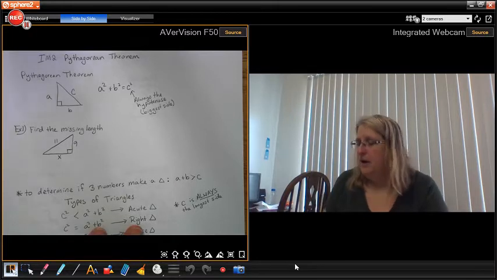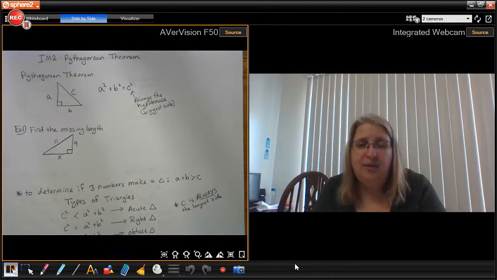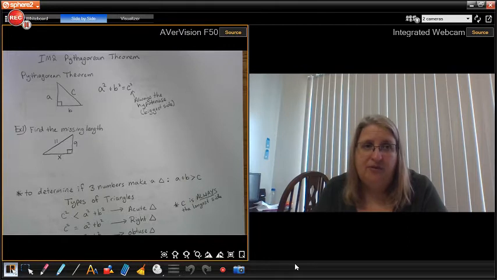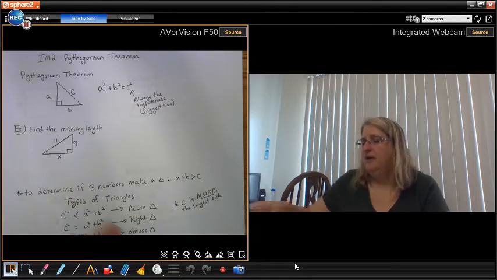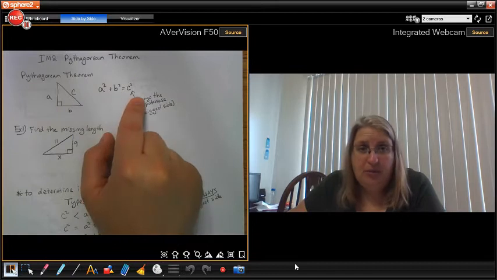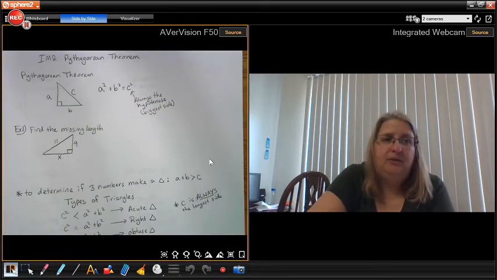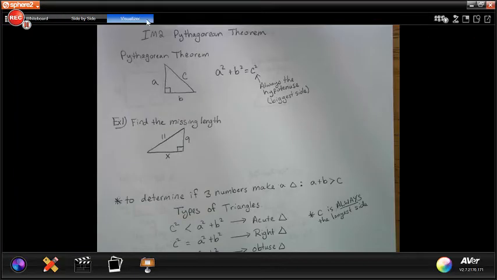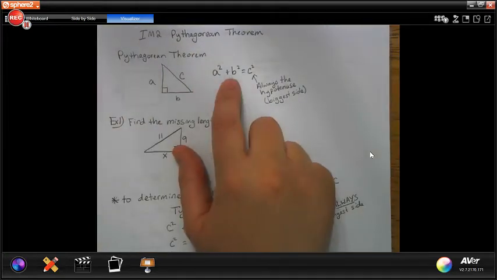So we're doing the Pythagorean Theorem. We're going to take it a little bit deeper than what you've learned before. Okay? The Pythagorean Theorem: a squared plus b squared equals c squared. Oh, let me switch to the visualizer. There we go, document camera. So, a squared plus b squared equals c squared.